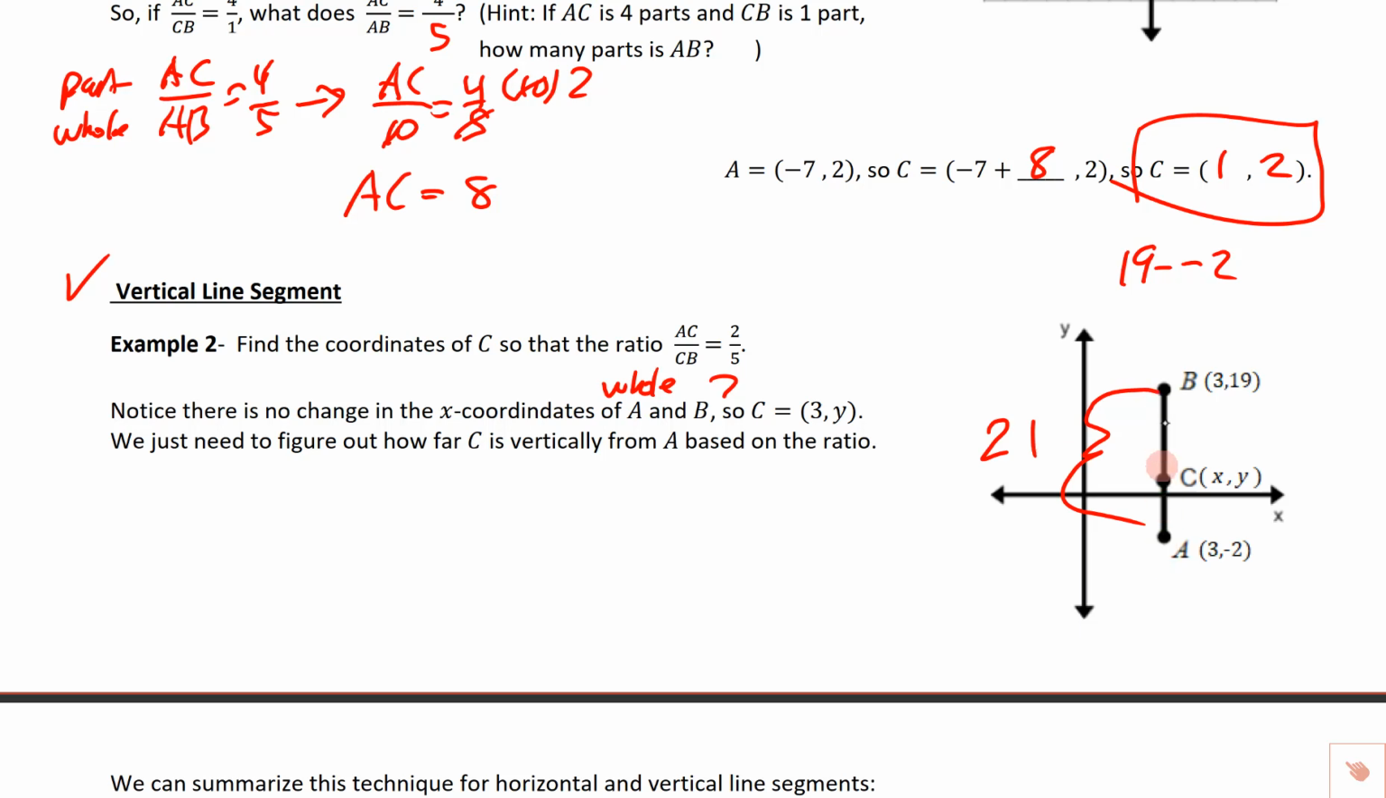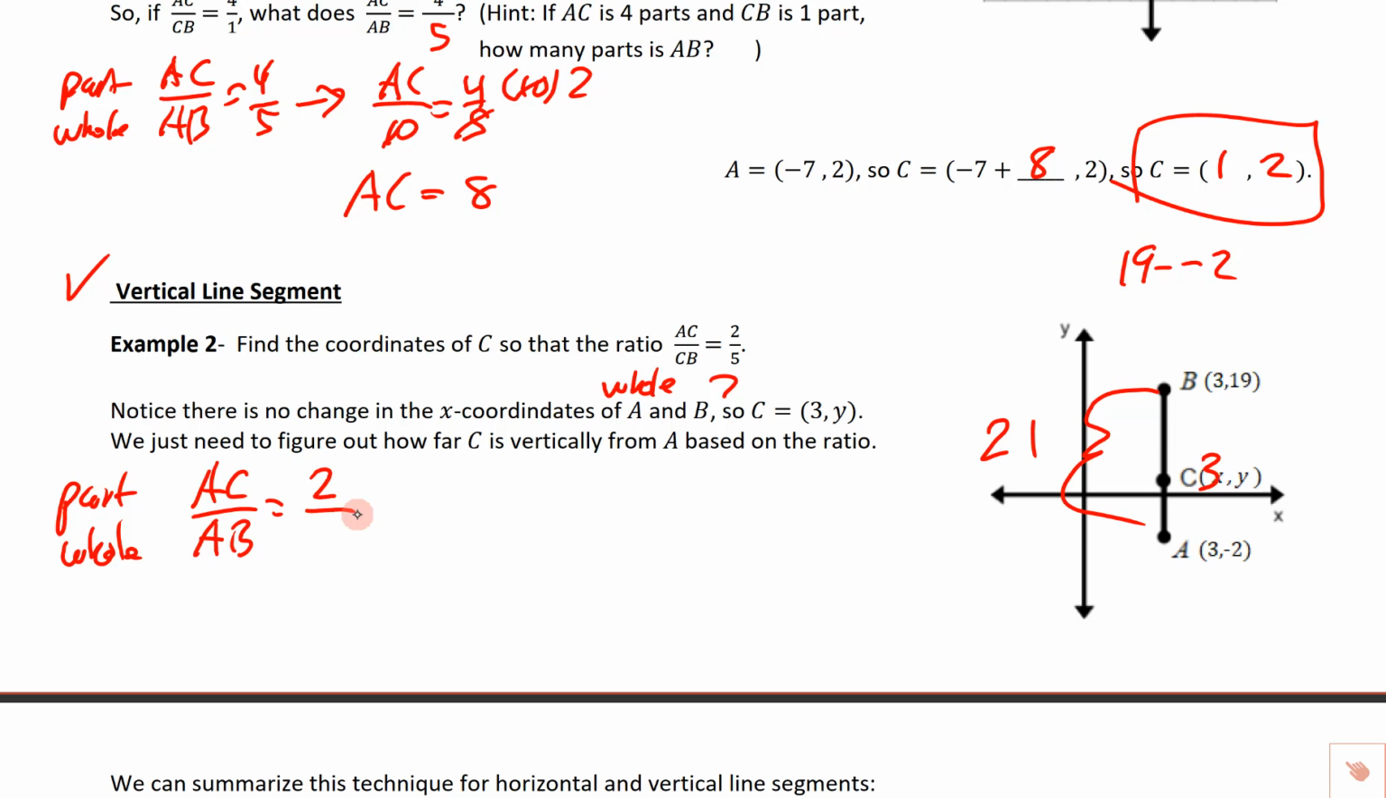So all we're going to do is just change the y coordinate. It's going to have the same x coordinate, so this is going to be a 3, and we're going to figure out how far up we're going to go. So that's going to be a 3 comma something. So I'm going to do the part to the whole. So I'm going to do AC to AB. AC is 2 parts.